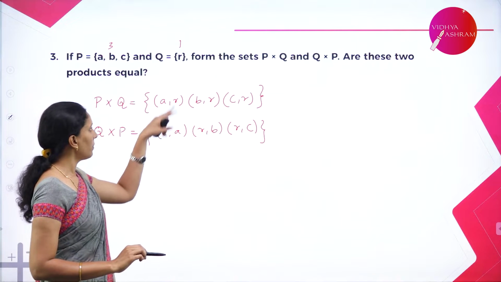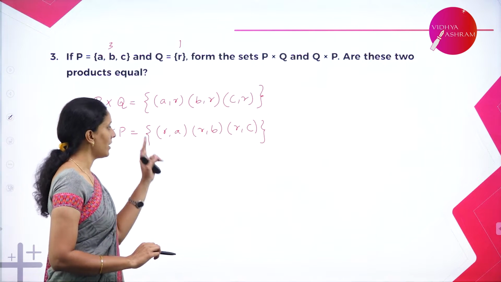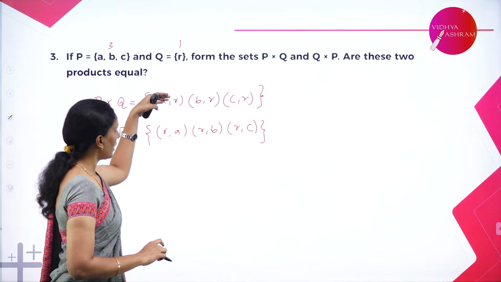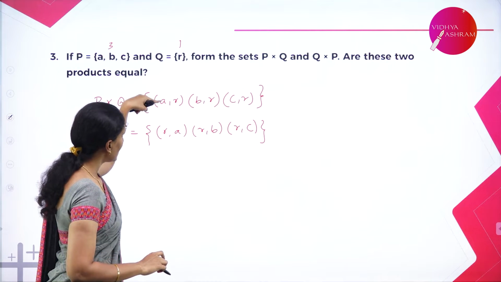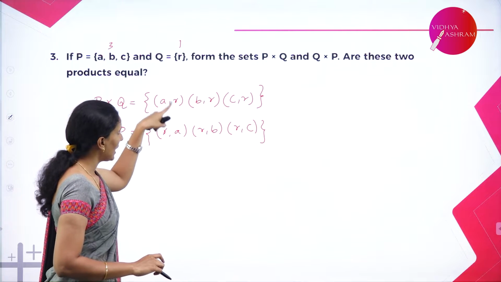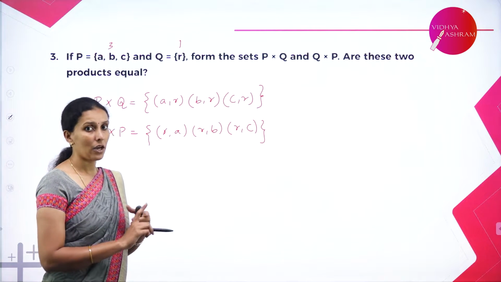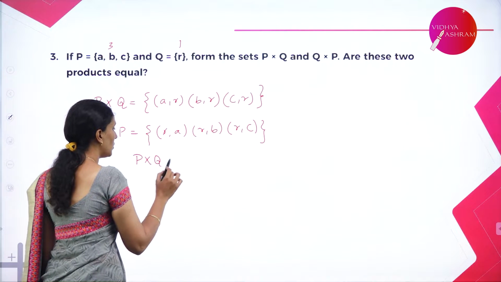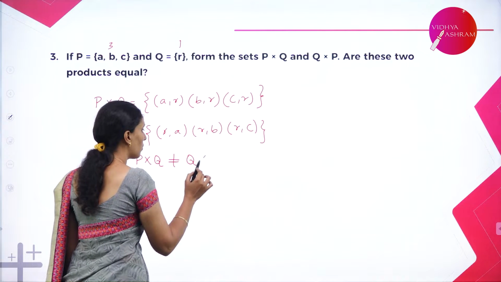But look at the ordered pairs here. Here (A, R) and here (R, A). They are not equal. So when I say two ordered pairs must be equal, the first element should be the same, the second element should be the same. But here they are not equal. So therefore clearly we can say P cross Q is not equal to Q cross P.